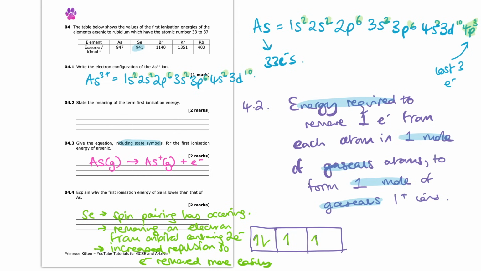So let's just take a minute to recap that. Arsenic compared to selenium: arsenic only has 3 electrons in the p subshell, whereas selenium has 4 electrons in the p subshell. Because of that, with selenium we get 2 electrons in one orbital. 2 electrons in one orbital are going to experience repulsion, which means that those electrons are more easily removed from the atom. And that is why we have a lower first ionisation energy for selenium than arsenic.